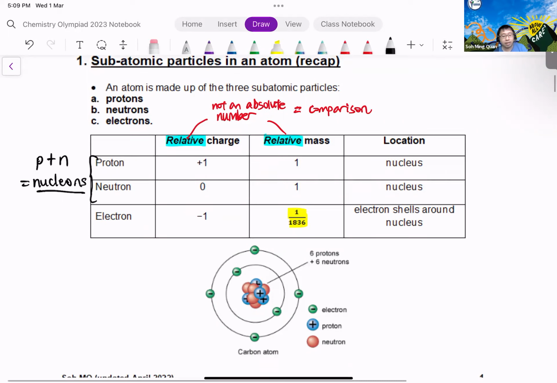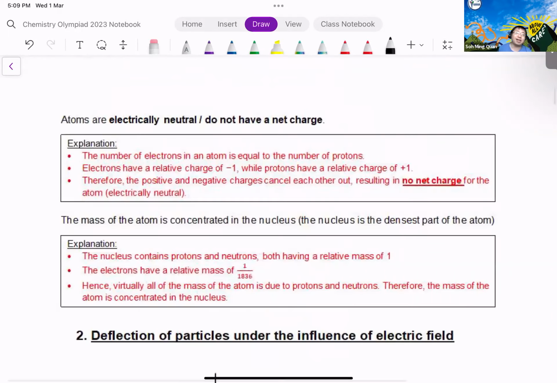Next, you have also learned some important properties of atoms. For example, you have learned since lower sec, atoms are electrically neutral, meaning atoms do not have a net charge. If you look at a carbon atom, it's neither positively charged nor negatively charged. It doesn't have an overall charge. And the explanation for this is that the number of electrons inside an atom is equal to the number of protons.